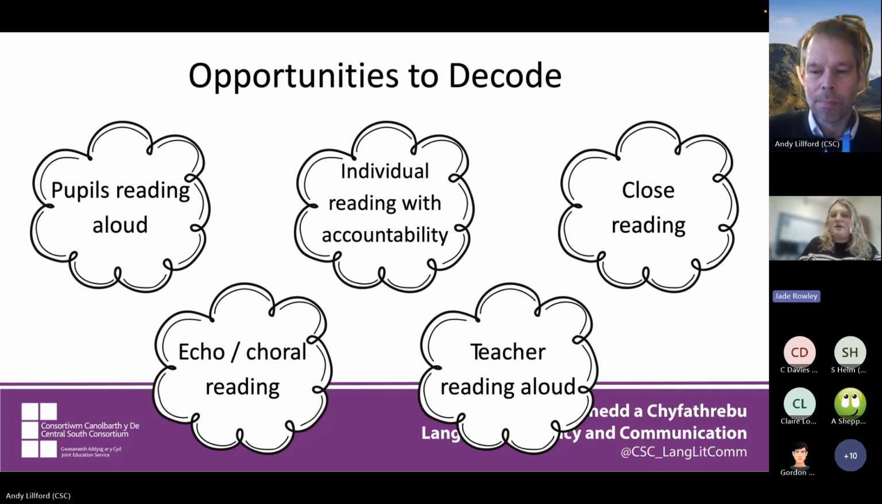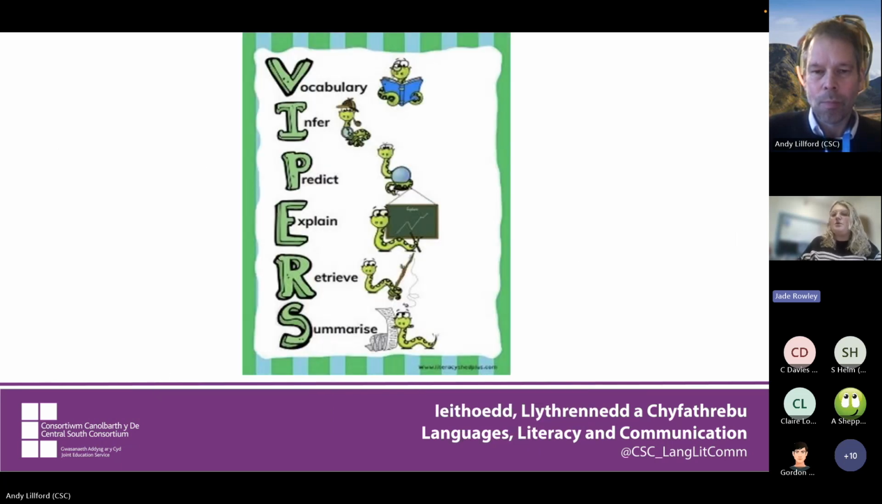As with Cyfarthfa, we focus our questions around the VIPERS acronym, which you can see on the next slide. When the children are able to decode the text and have that really important vocabulary and background knowledge in place to access the text, we'll move on to different styles of questioning. The questions form the basis of class discussion in story time and in guided reading, but in guided reading there's an extra expectation that pupils will then write their answers.